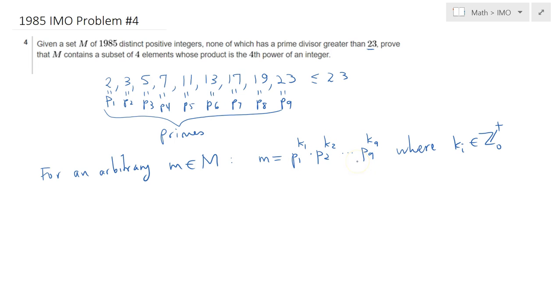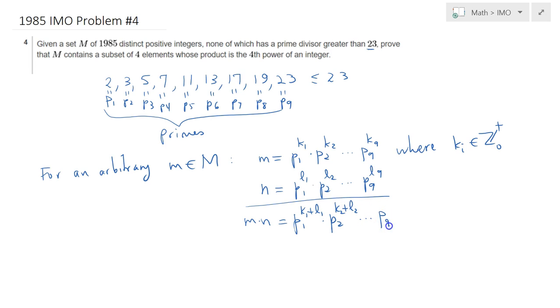So what it means is the powers of every single one of these 9 primes should agree with each other. If you have two numbers, let's say m and n, when you multiply them, you add their exponents. Let me give you an example. n is p sub 1 to the L sub 1, p sub 2 to the L sub 2, and so on, up to p sub 9 to the L sub 9. If I multiply them, m times n, what I'll get is p sub 1 to the k sub 1 plus L sub 1, times p sub 2 to the k sub 2 plus L sub 2, and so on, up to p sub 9 to the k sub 9 plus L sub 9.